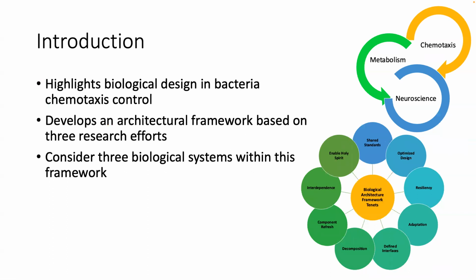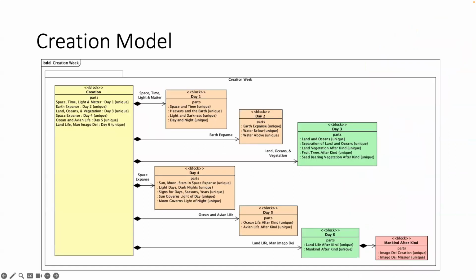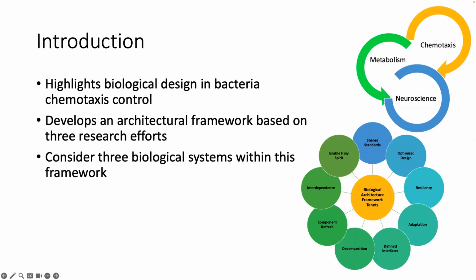So this paper highlights how biological design and bacterial chemotaxis control shows architectural design features in many areas of biological life that reflect an architectural framework in the creation model. There's a creation model that I will get to here. And so we're seeing things that are coming up with that. I'm going to start referring to the architectural framework and some of the tenets that come out of that. The study highlights the bacterial chemotaxis control process.